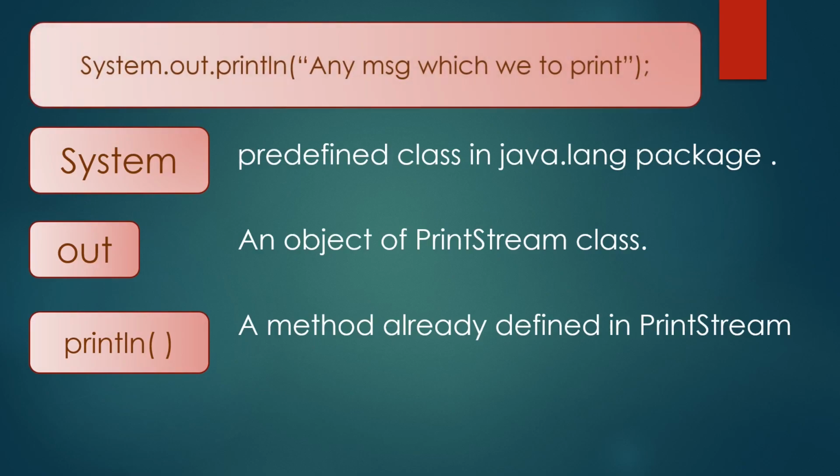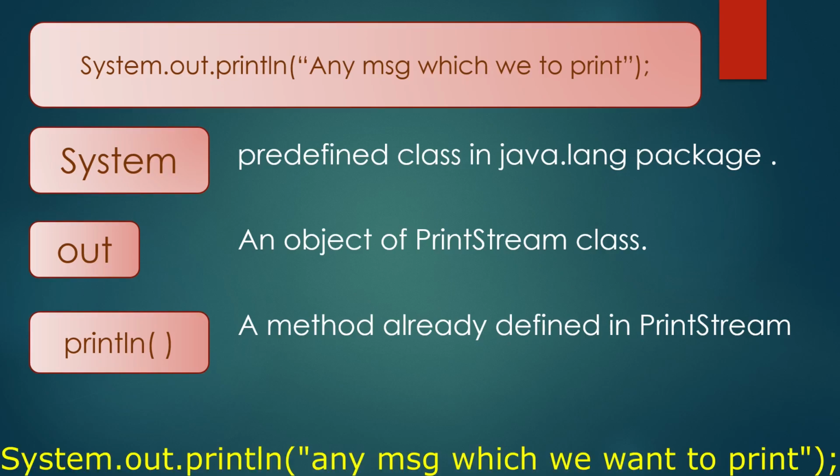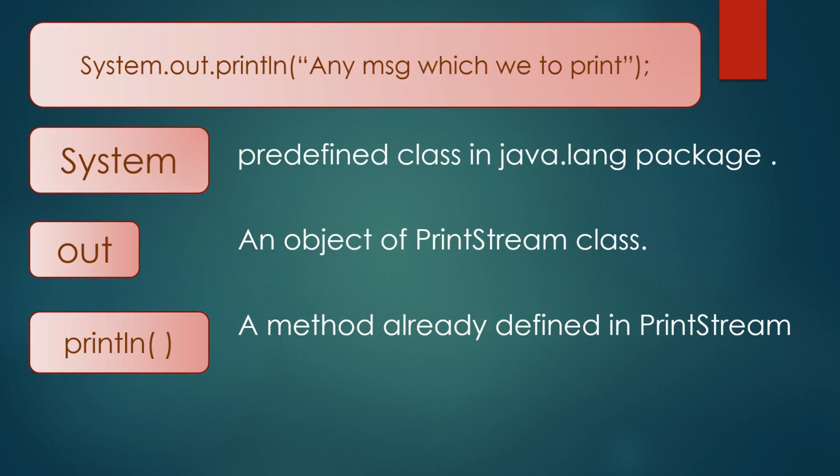And now our next line of code is System.out.println, within braces and double quotes any message which we want to print. So here System is nothing but a predefined class in the java.lang package. Guys, a point to be remembered is that System, since it is a class, has its first letter in uppercase. Here the first letter of System is S and it is in uppercase.